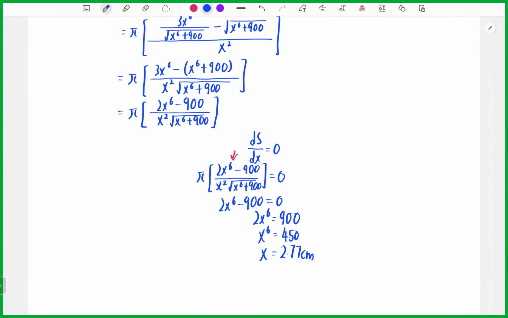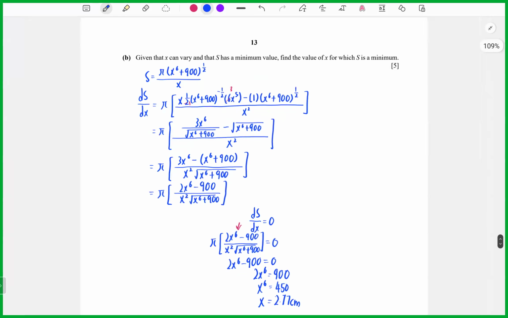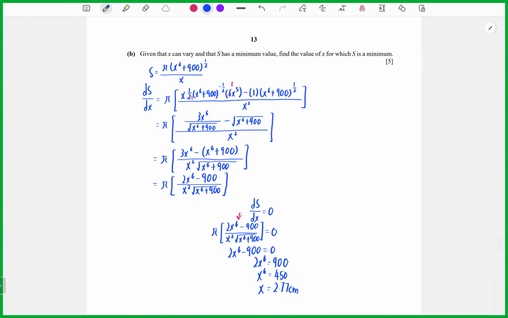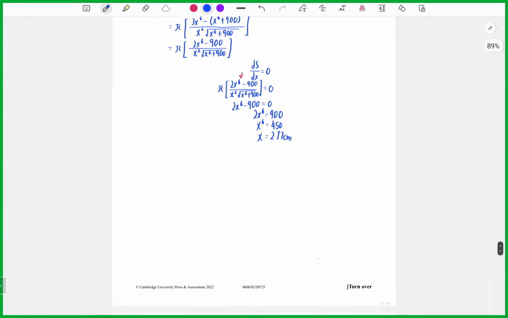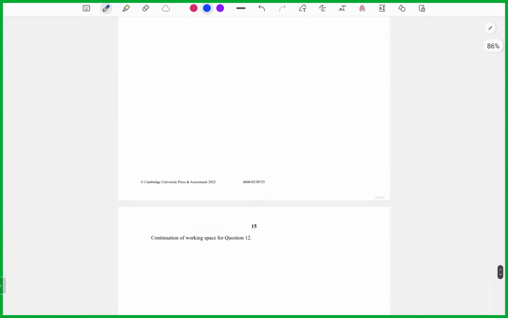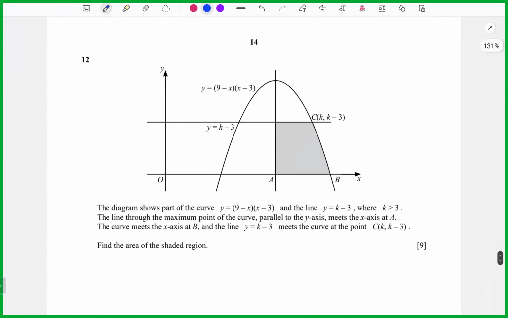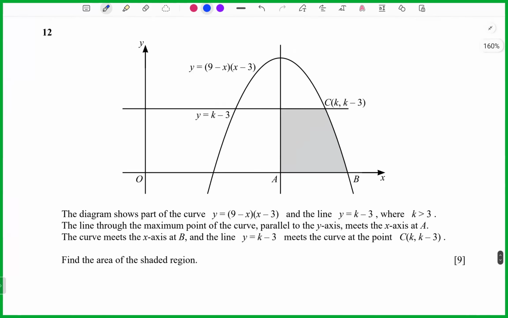So now we already find the value of x. Actually you don't need to find the S, just find the value of x. 2.77 cm. Okay, let's see the last question. It is in the integrations.